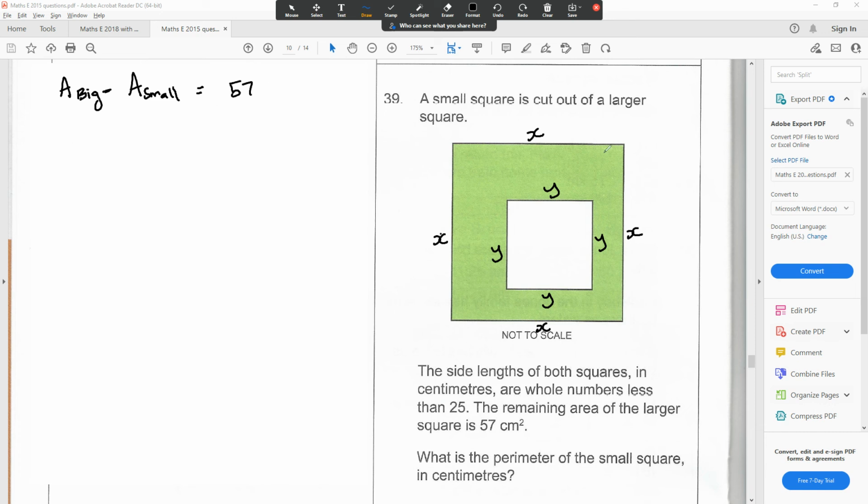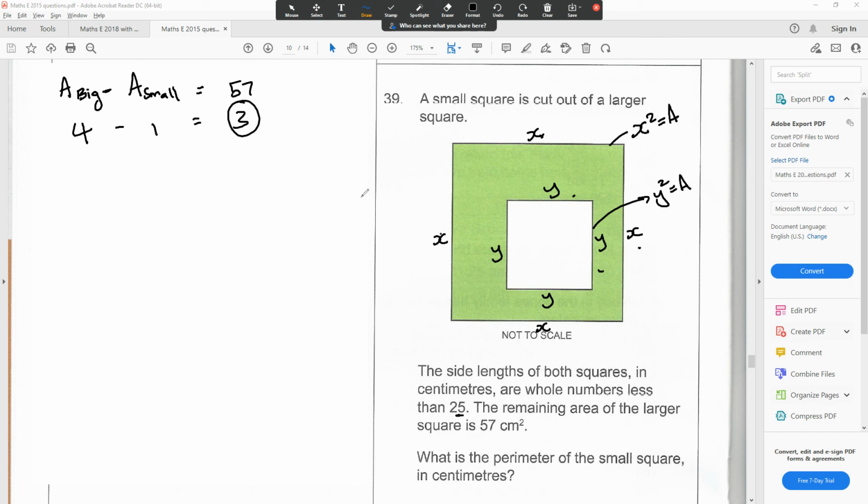So how do you calculate the area of a square? It's x squared. That's your area. And what's the area of the inside square? It'll be y squared. Let's say y is 1. Then the area will be 1. Let's say x. And it says the side lengths in centimeters are whole numbers less than 25. So let's say x is 2. 2 squared is 4. 4 minus 1 is equal to 3. If this was 1 and that was 2 in length.